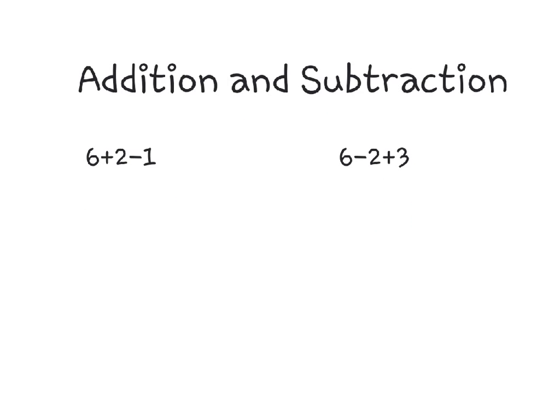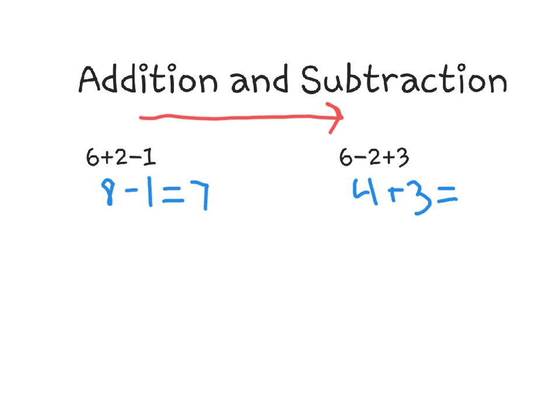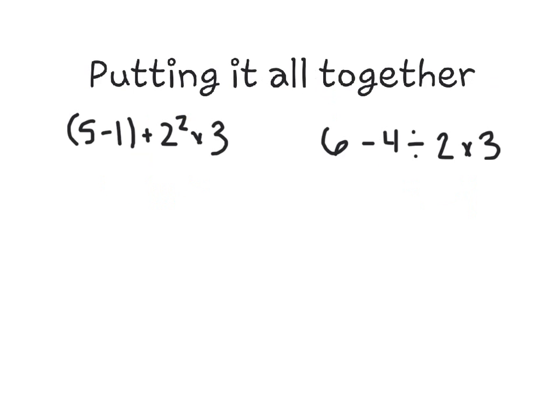Our very last step is going to be addition and subtraction. Just like multiplication and division, they're on the same level. So again, we're going to work from the left to the right. So let's look at example 1. 6 plus 2 minus 1. Starting from the left, we're going to work 6 plus 2, which is 8, and then move on to minus 1, which is going to equal 7. And then the next one, even though subtraction comes first, we're still going to work left to right. So 6 minus 2 equals 4, plus 3 is going to give us another answer of 7.